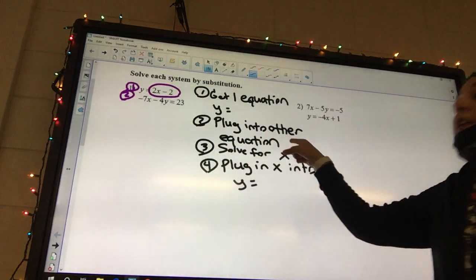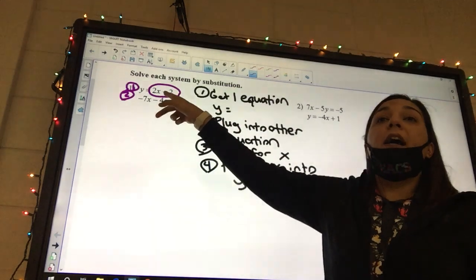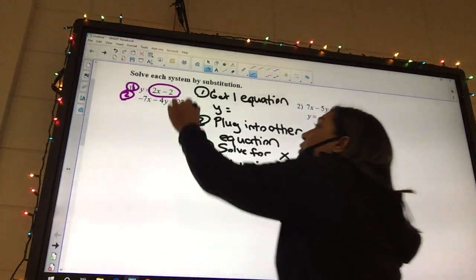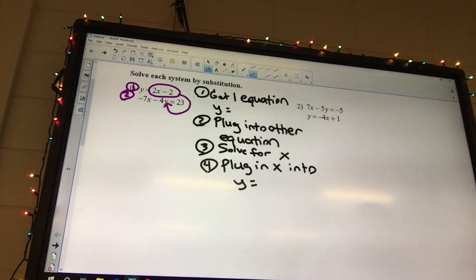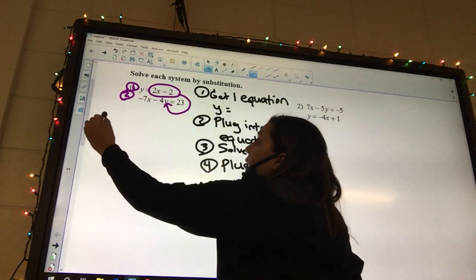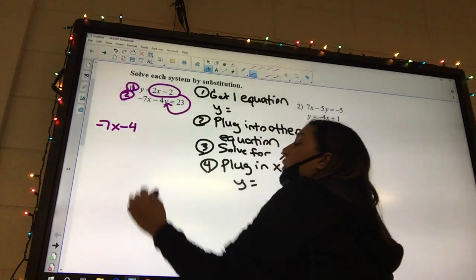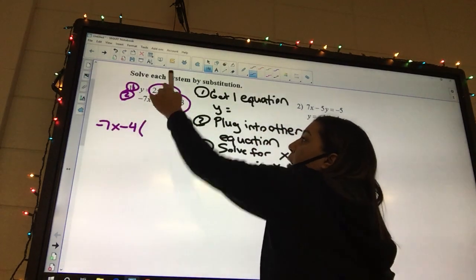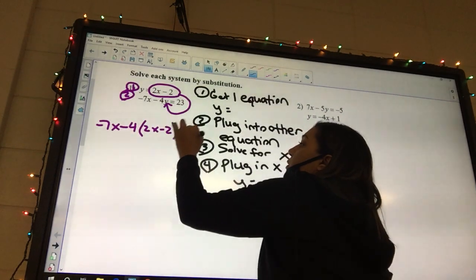And it says plug it into the other equation. So into the other equation, everywhere there's a y, we're plugging in this. Okay, so you can draw a little arrow down to here. There's a y, so everywhere there's a y, I need to plug in 2x minus 2. So we can rewrite this second equation, negative 7x minus 4, well, there's a y, and so instead of y, we're writing 2x minus 2 equals 23.